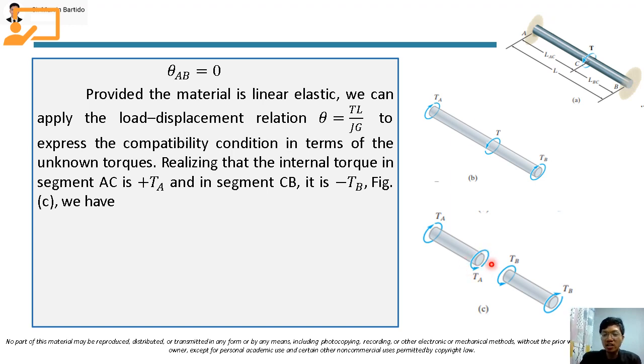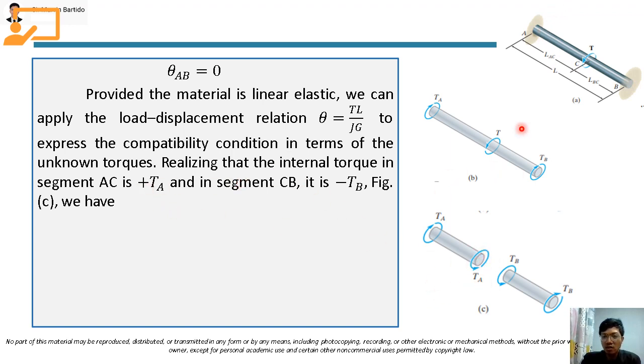And as you can see here, class, this internal torque in our sign convention, if this is the cross section, its rotation is counterclockwise, right? Notice here, class, that the thumb, which represents the double-headed arrow, is pointing away from the cross section. So that means this internal torque in segment AC is positive.